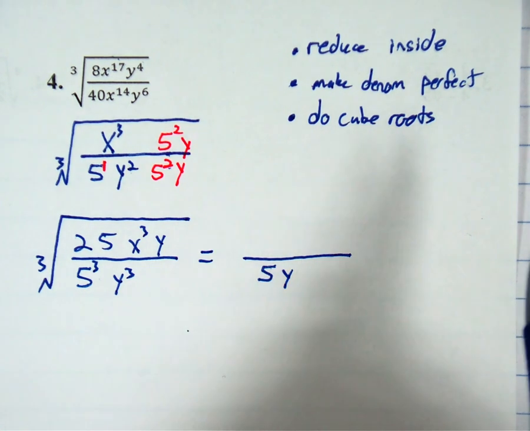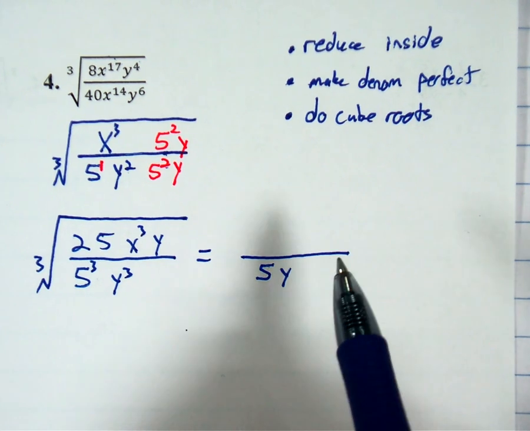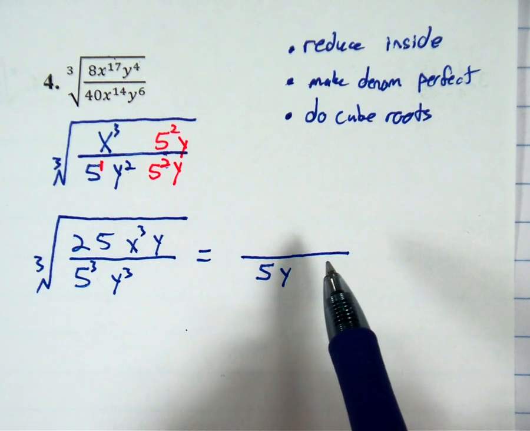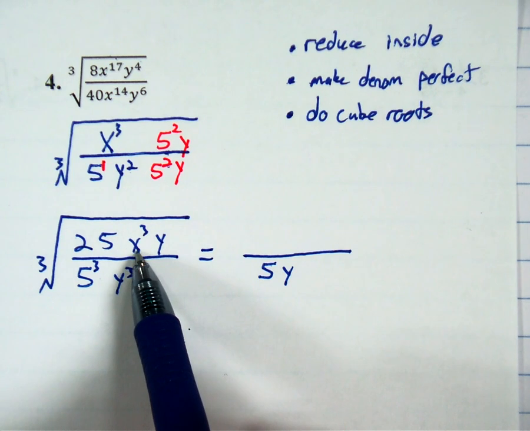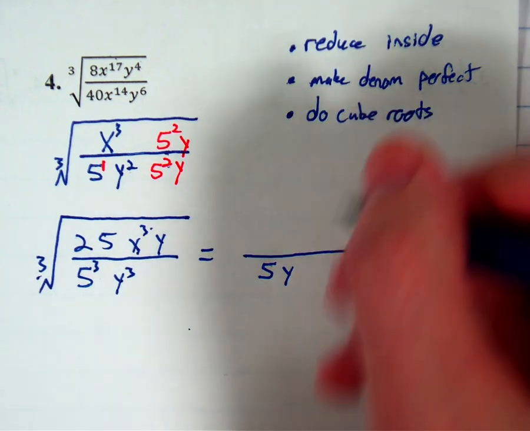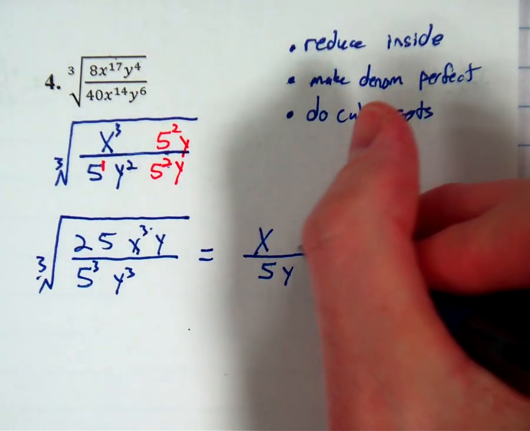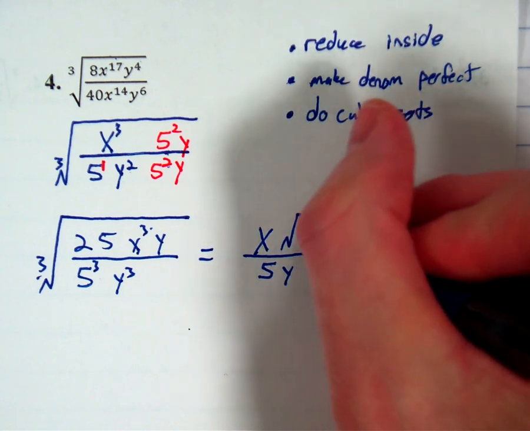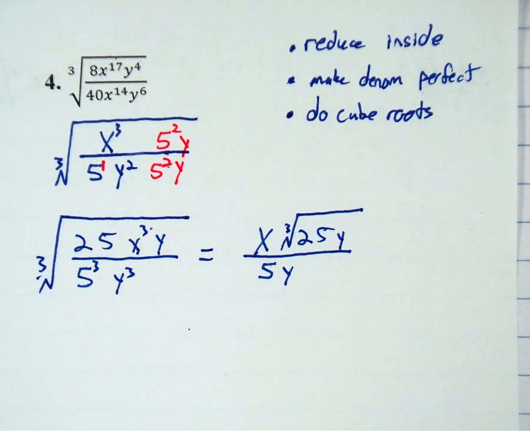Now the top is totally different. The top is okay to have a cube root sign left. Alright? And it doesn't always have one that does work. Sometimes it does. Do we have anything that works out on the top? Bingo. X to the 3rd. I can do the cube root of x to the 3rd, and we'll have just regular x on the outside. Not going to be able to do anything with the 25 or the y, and we'll leave that there. Cube root. So we've got x times the cube root of 25y all over 5y.